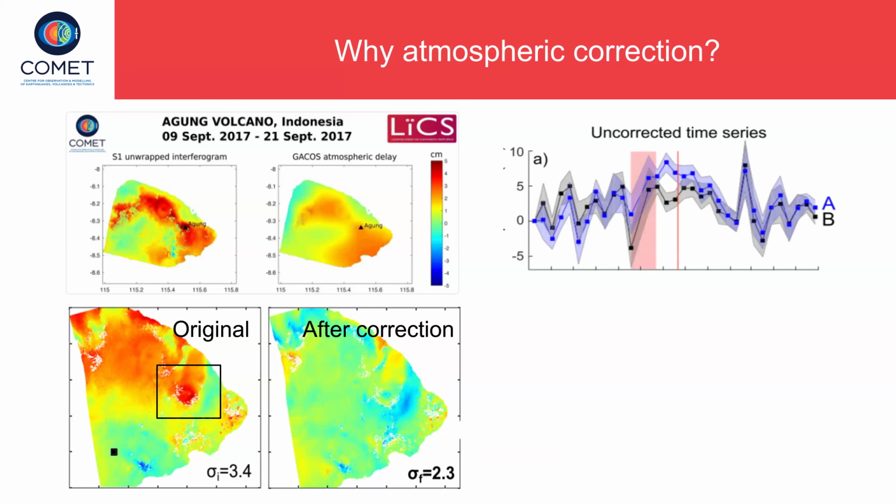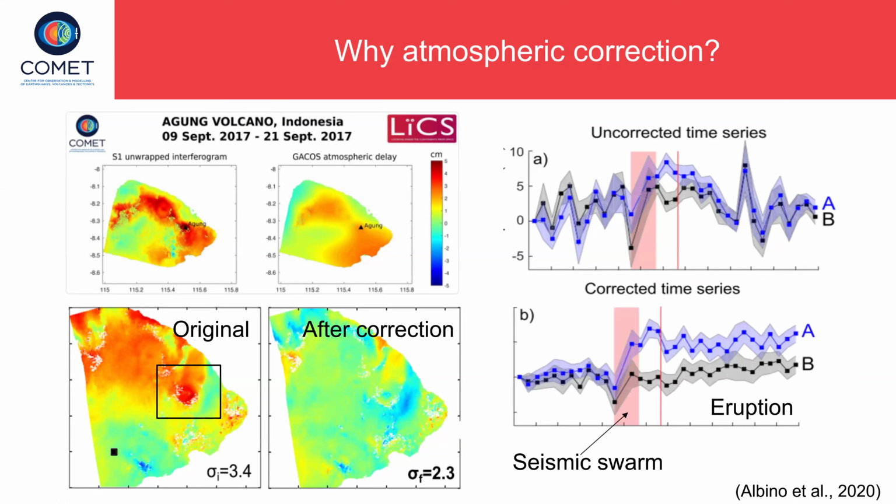If you do a time series analysis, you may want to check whether there are some early warning signals, some deformation signals before the eruption of a volcano. Actually, you can see nothing from the original time series. For example, point B is outside the volcano and point A is on top of the volcano. You can clearly see there is no difference between these two points, even before the eruption.